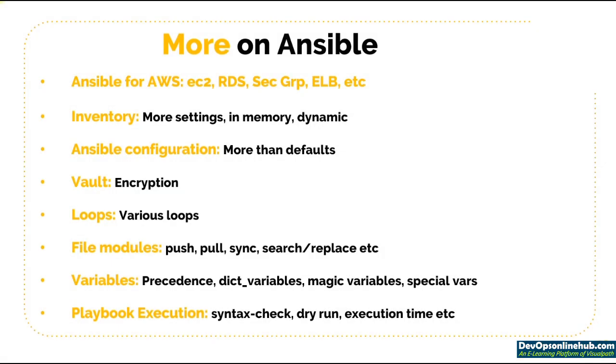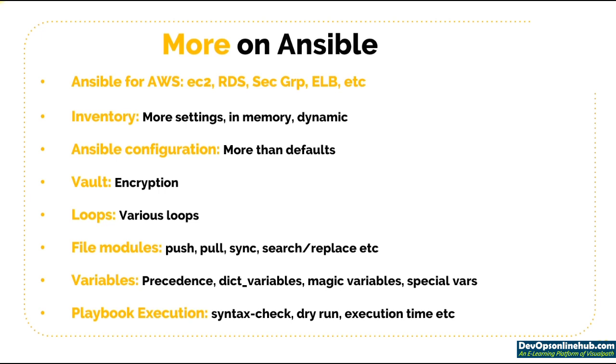We're going to use Ansible for AWS related tasks, where we're going to launch EC2 instances, RDS, security group, elastic load balancer, key pair, EBS, etc. Then inventory provides us many more settings. We are going to see those settings. We're going to see different types of inventory, in-memory and dynamic inventory. When you are on the cloud, you may need in-memory and dynamic inventory, which will get the IP or hostname information from the cloud. We have seen Ansible configuration previously, and we have seen its default settings.